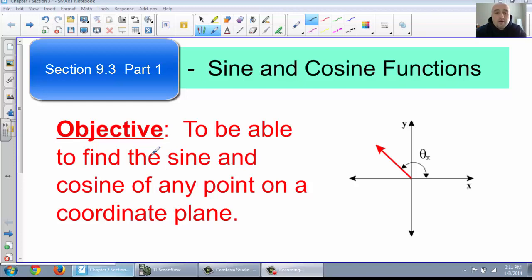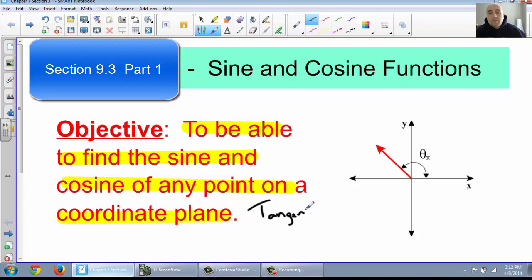This is the third video in chapter 7, sine and cosine functions. And the objective is to be able to find the sine and cosine of any point on a coordinate plane. And we'll probably also be throwing some tangent in there too. Those are the three main trig functions.